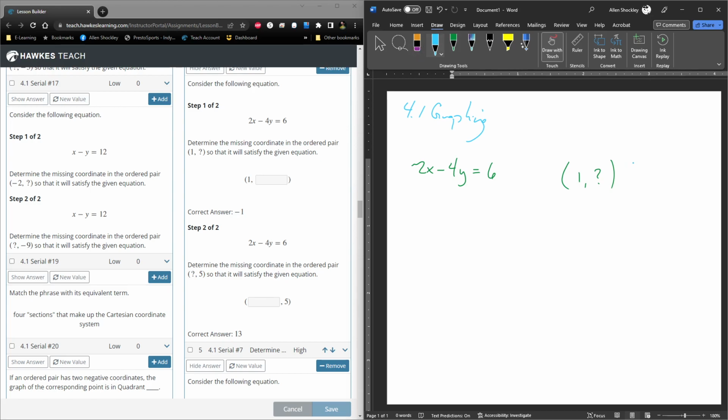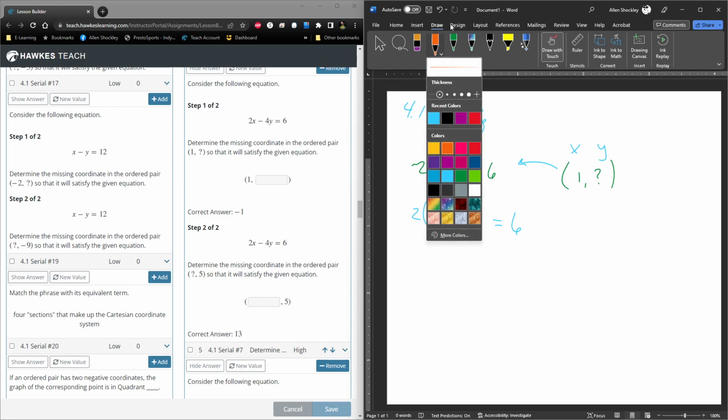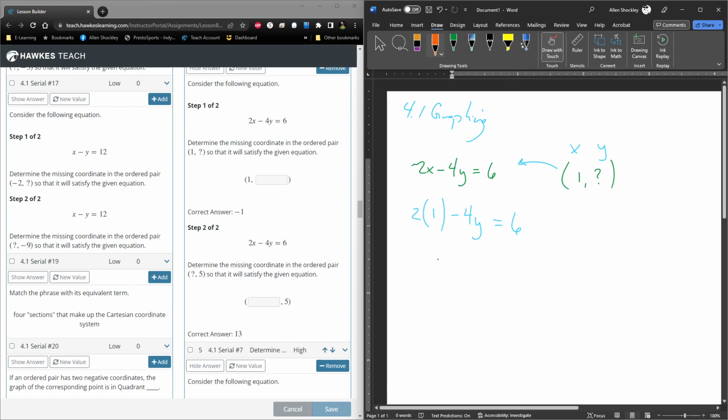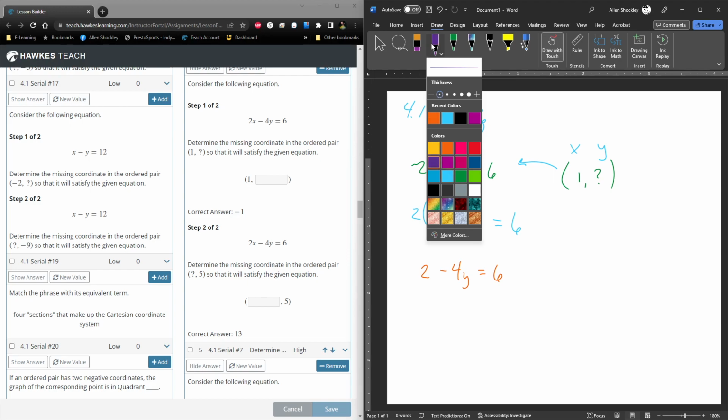So again, we're going to start off by labeling. We know that this is an x and this is a y. So I'm going to take this information and throw it into this equation. So 2 times my x value, which is 1, so 2 times 1, minus 4 times y, but I don't know what y is, so we're going to leave it as y, equals 6. From here, start solving it. So 2 times 1 is just a fancy way to say 2, minus 4y equals 6.